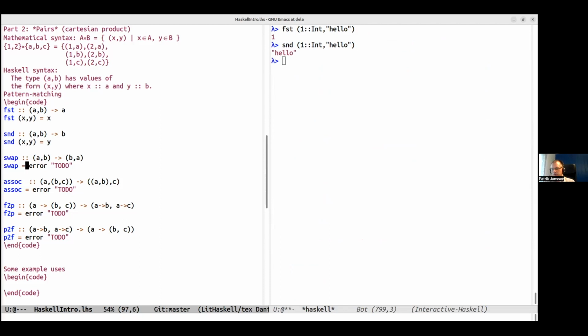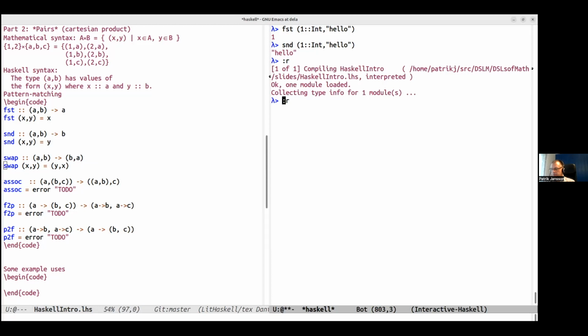The swap function has this type. It takes a pair of A and B and returns a pair of B and A. So we can pattern match on X and Y. And not surprisingly, the only thing we can do on the right-hand side is to return Y and X in the opposite order. So now if we take the same value and swap, then we get hello 1 instead of 1 hello. And well, we could call swap twice if we want. Then we get back the original pair.